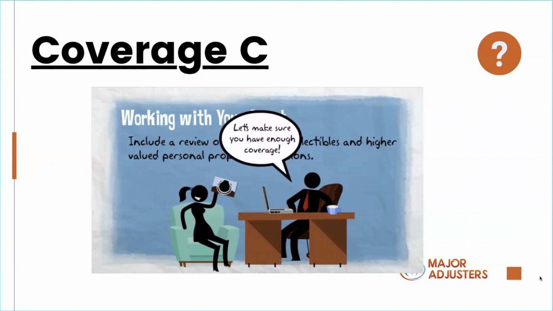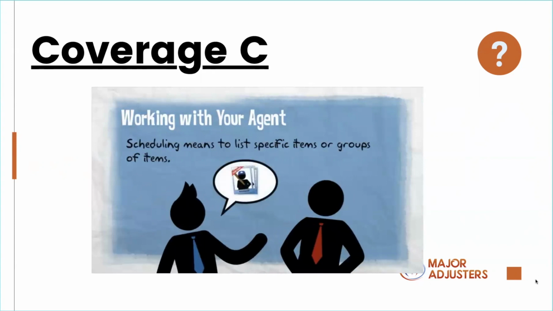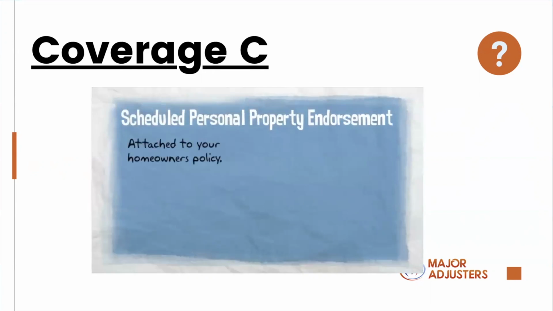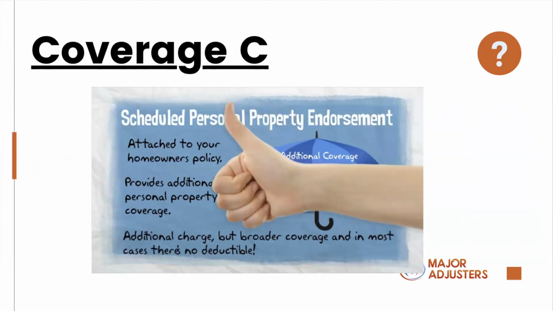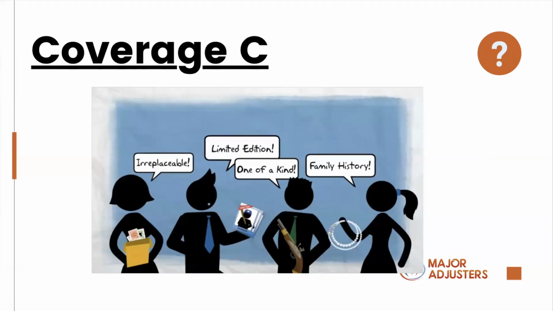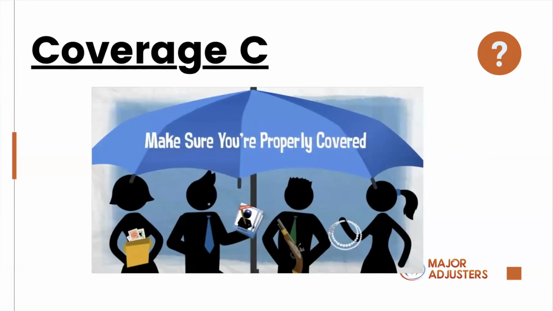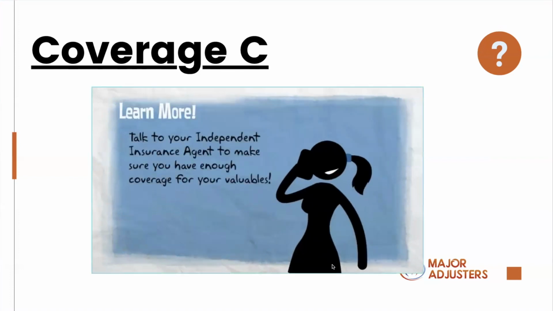This will help your agent recognize any coverage restrictions you may have. Talk to your agent about scheduling your higher valued possessions or collectibles on a scheduled personal property endorsement. This is an endorsement that's attached to your homeowner's policy and provides you additional coverage to ensure your possessions are adequately covered should you suffer a loss. Although there is an additional charge, the endorsement provides broader coverage, and in most cases, there's no deductible. While many of your collectible or valuable personal possessions are irreplaceable to you, don't find yourself without coverage should they be lost, stolen, or damaged. Ask questions, take notes, and talk to your independent agent to be sure you have enough coverage for your valuables.